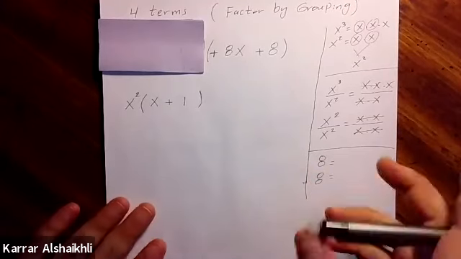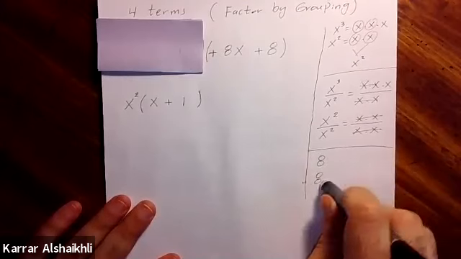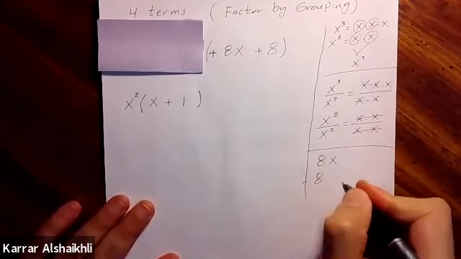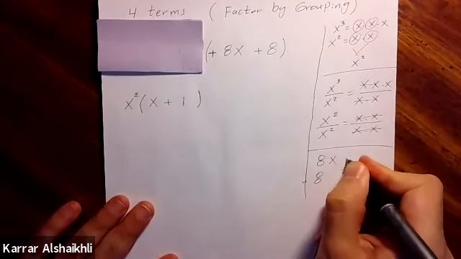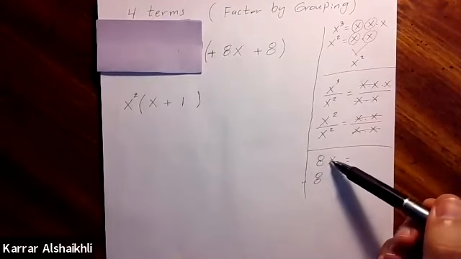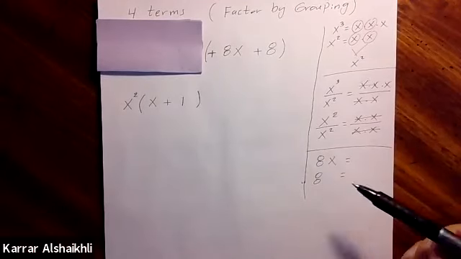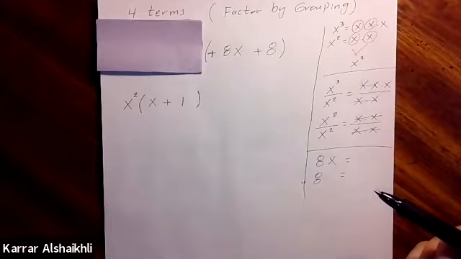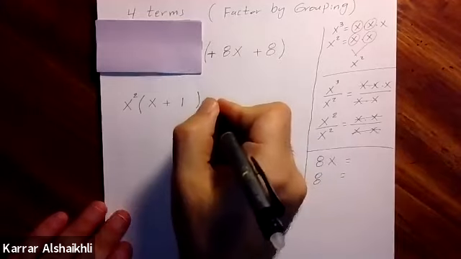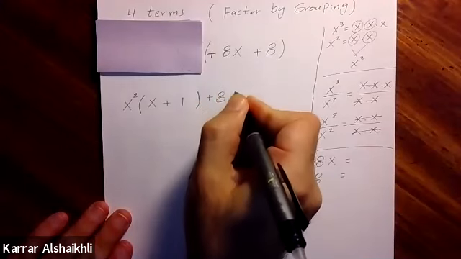Let's write down the terms. What's the common between 8x and 8? What's the thing that exists here and exists here? It will be 8. Just 8. So write down positive 8.